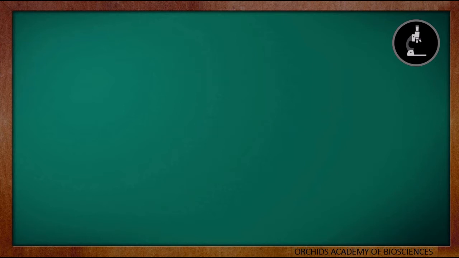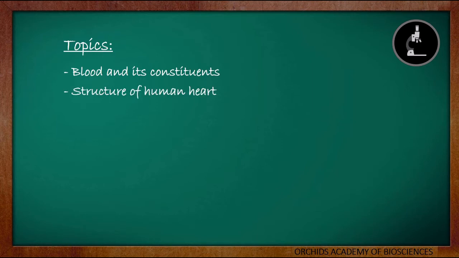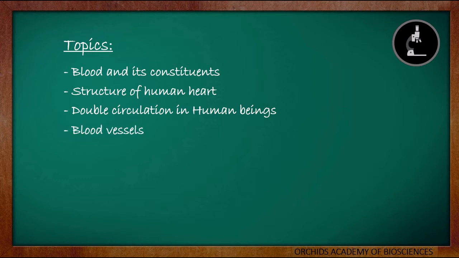In this video, we will be learning about the following topics. We will start with the blood and its constituents. Then we will see the pumping organ of our body, the structure of human heart. Then we will learn about the double circulation of human beings and how the blood is circulated throughout the body. Then we will learn about the blood vessels and what are its components. And finally, we will be learning about another fluid in our body, that is lymph. So let's start with transportation.